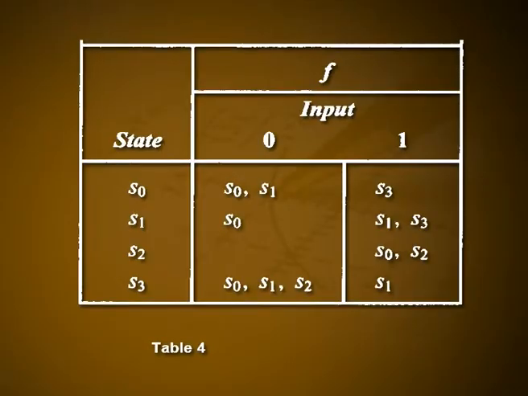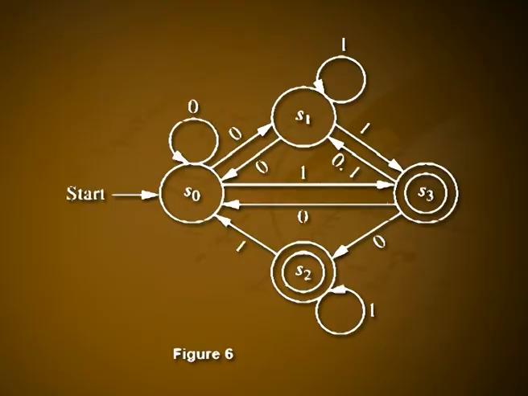Find the state diagram for the non-deterministic finite state automaton with the state table shown in table 4. The final states are S2 and S3. You can see the table. So, here for different states S0, S1, S2, S3, we have a set of states. The solution: the state diagram for this automaton is shown in figure 6. So, here you can see the final states are S2 and S3, which are represented by double circles.